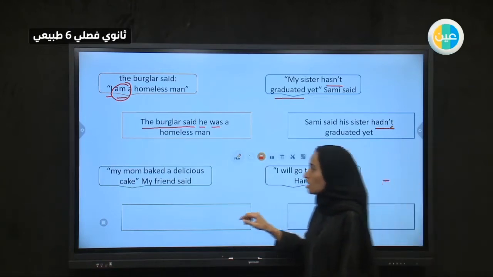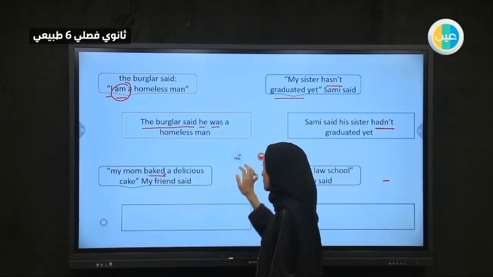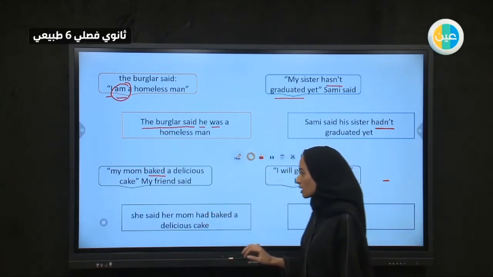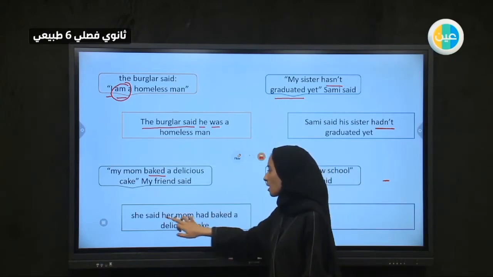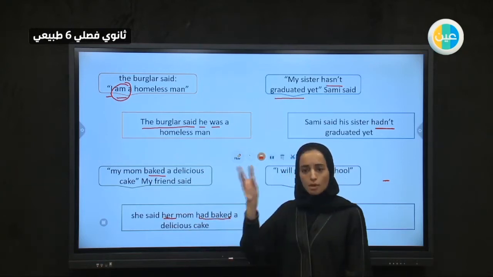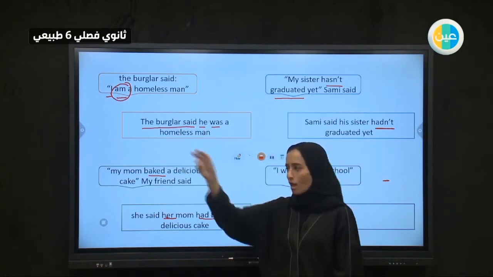Then, let's check here. My mom baked a delicious cake, my friend said. How can we report this one? We can report this one saying, my friend said that her mom, she's not your mom, her mom instead of my mom, baked into had baked. Present into past, present into past, and past into past perfect.